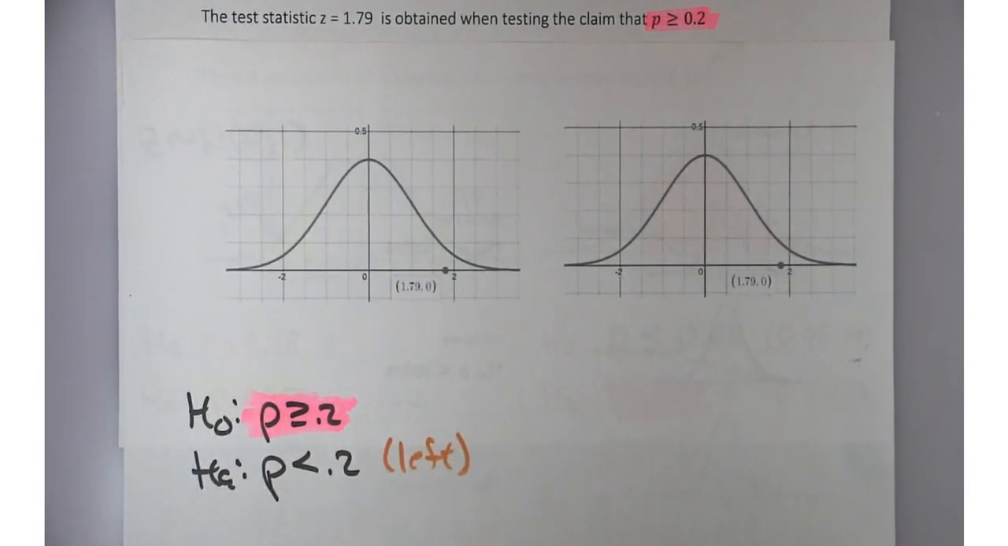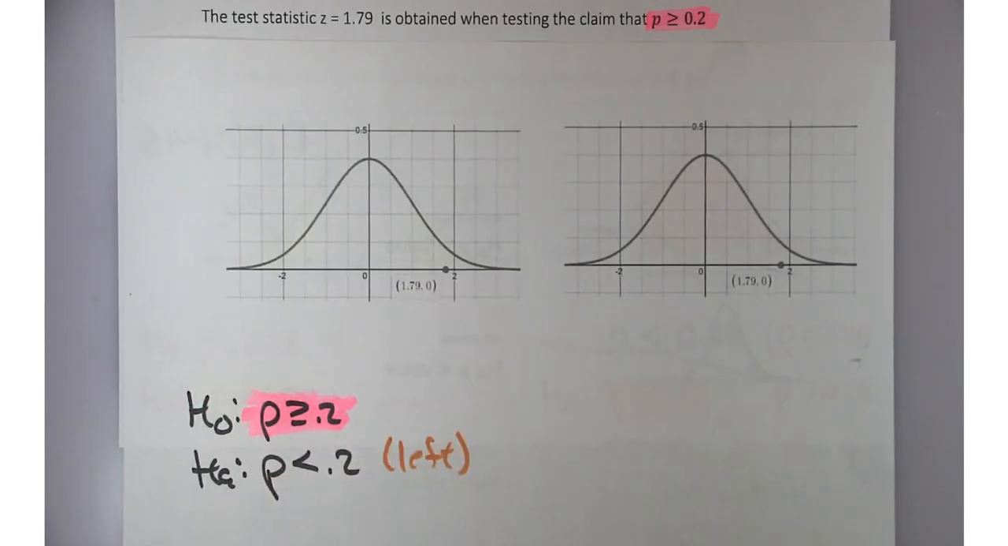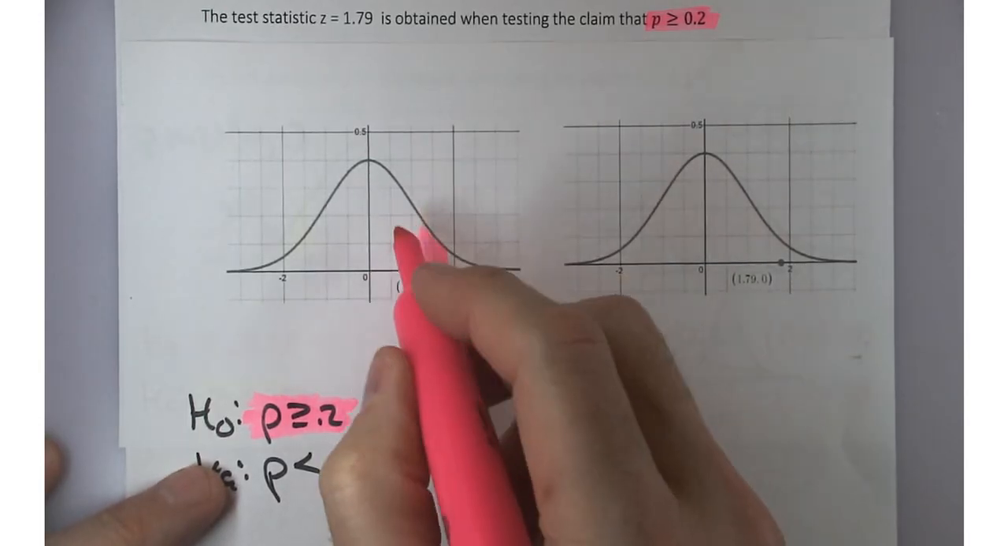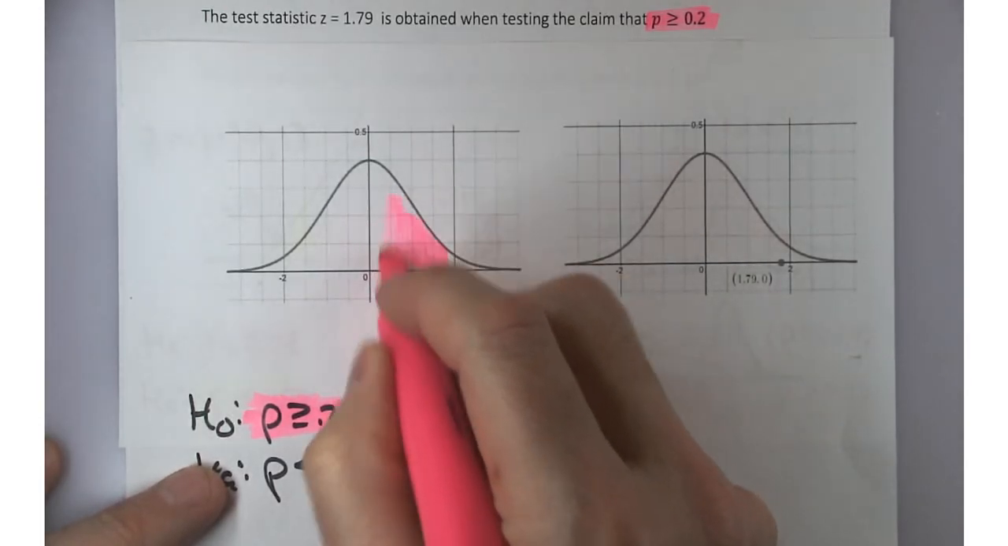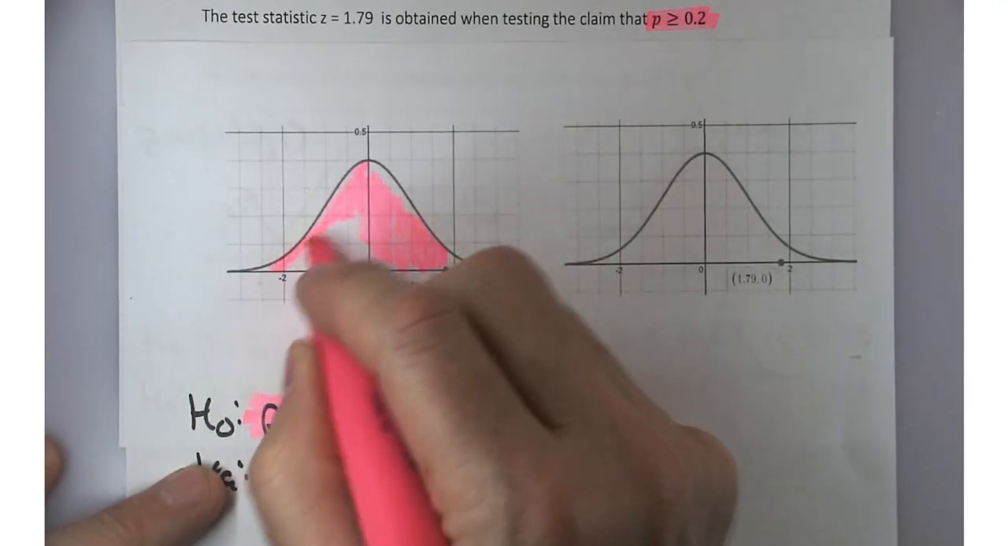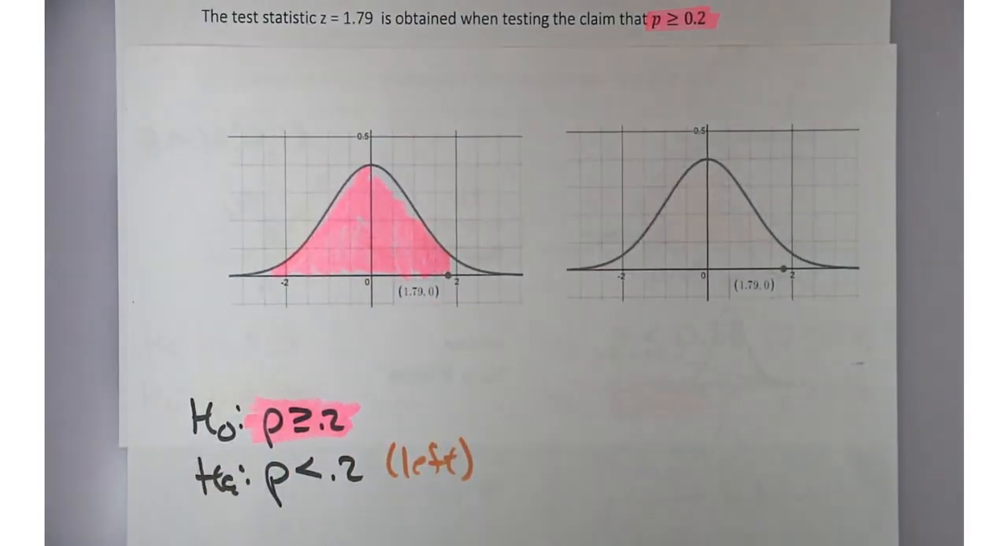So here's our Z is 1.79. Let's draw on our left tail test. What's one thing you can tell me about the size of our p-value? It's going to be pretty big, right? It certainly has to be greater than 1/2.